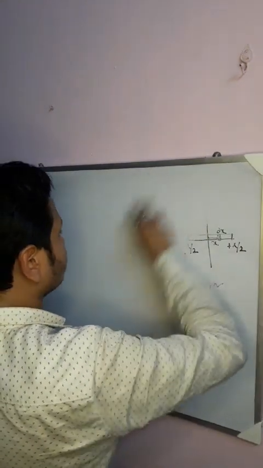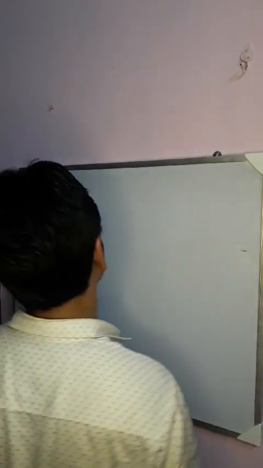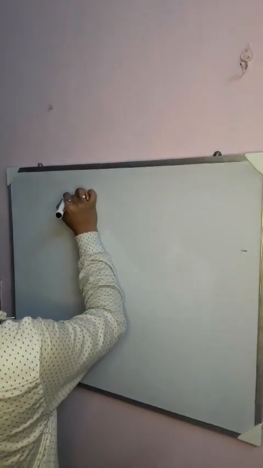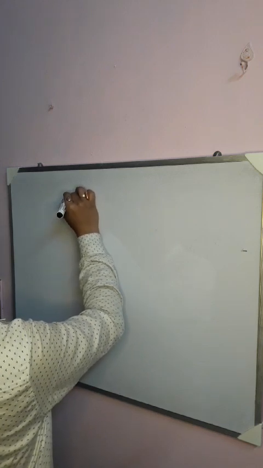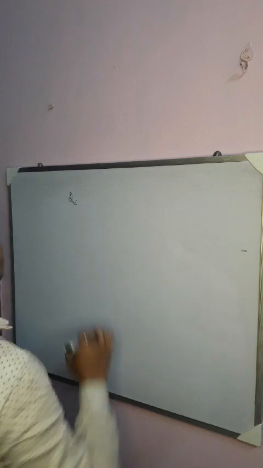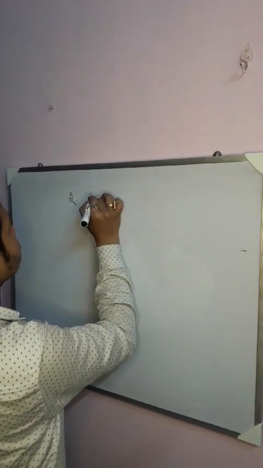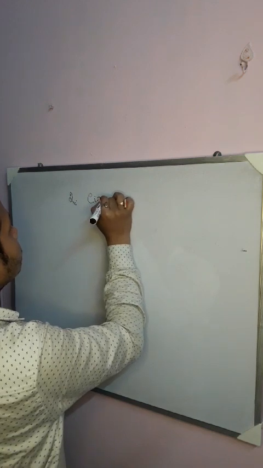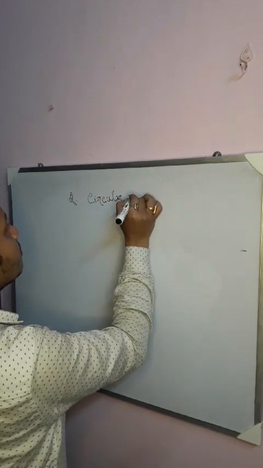So this is the first simple example that I tell. So let us take another example, that is, just take the example of a circular ring.